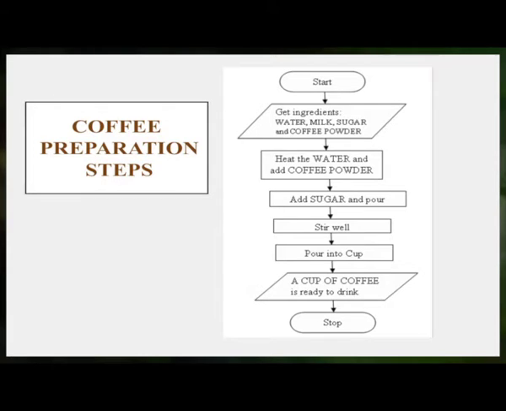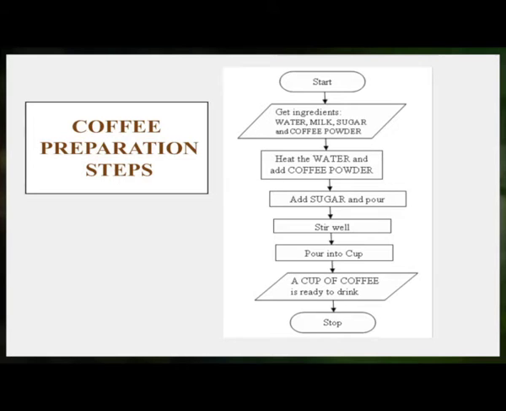Suppose your mom asks you to prepare a cup of coffee. Here we have a simple flowchart that helps you prepare a cup of coffee. So what you see here are the steps used for preparing coffee. The flowchart starts with the start symbol. Then we get the input, that is the ingredients which are needed for preparing coffee, which include water, milk, sugar and coffee powder. Then we have a process.